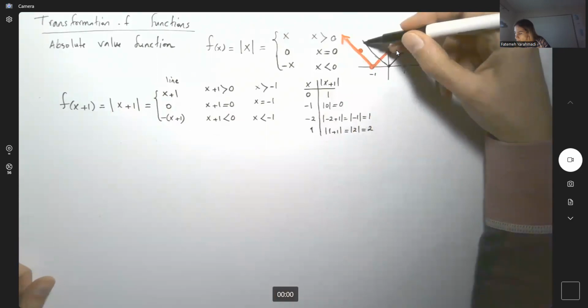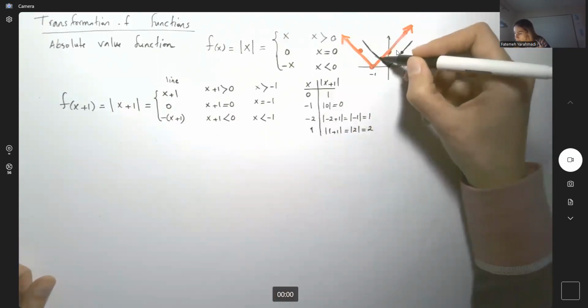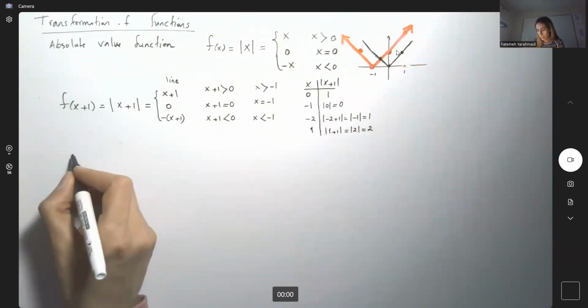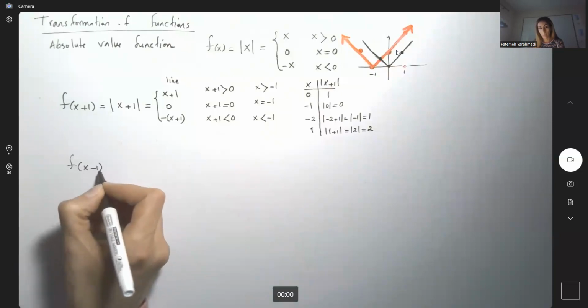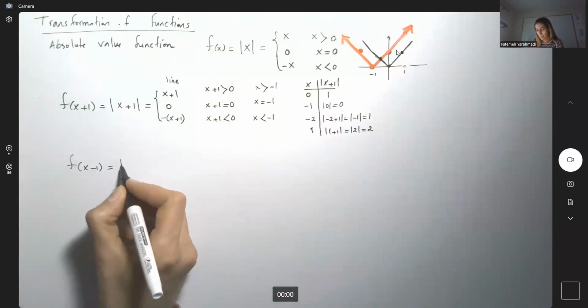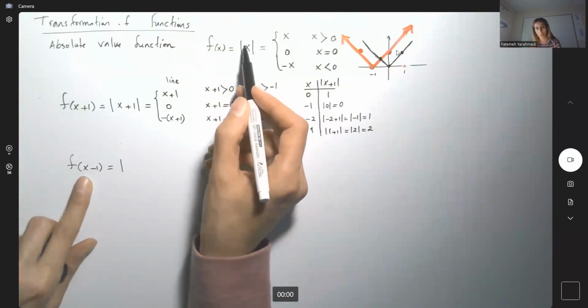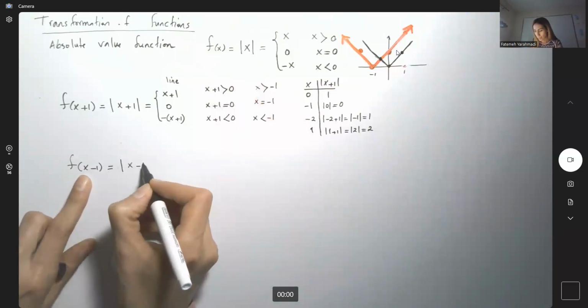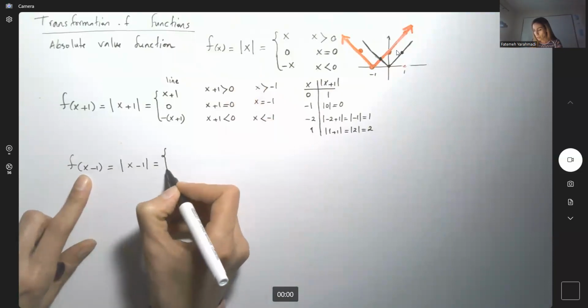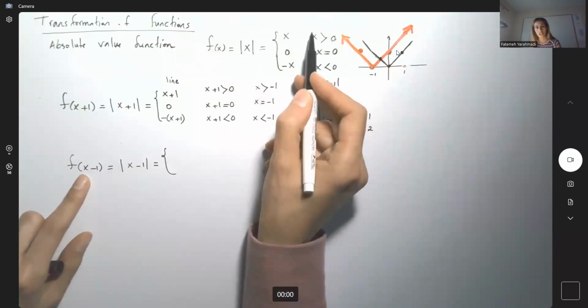So what if I subtract a number? What happens if I have f of x minus 1? So I get absolute value of x. Now your x is replaced by x minus 1. Absolute value of x minus 1. This guy is equal to, following the definition, the quantity.